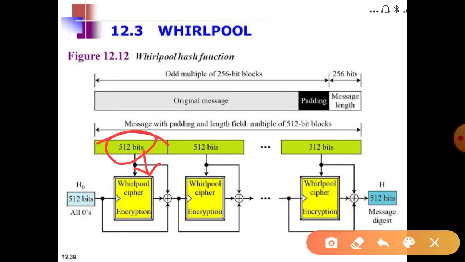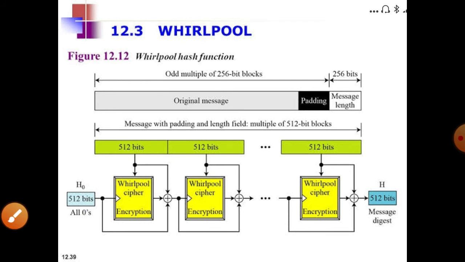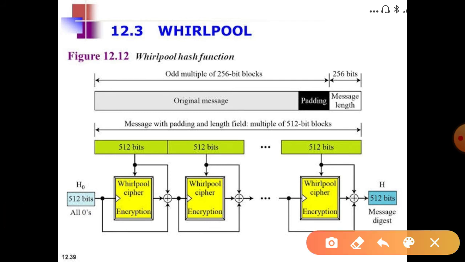So now what we are doing, we are giving this 512 bits as input to this function. This is the initial vector, the initial bits, and these are all filled with zeros only. So these two we give to this Whirlpool encryption cipher, and after encryption we will get the ciphertext.